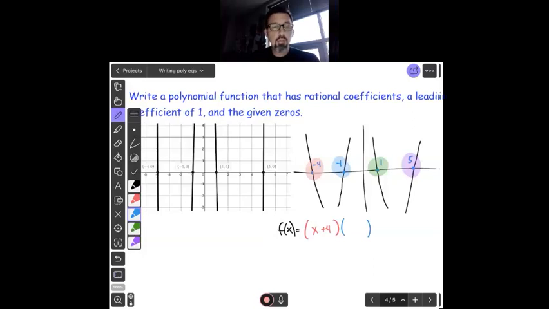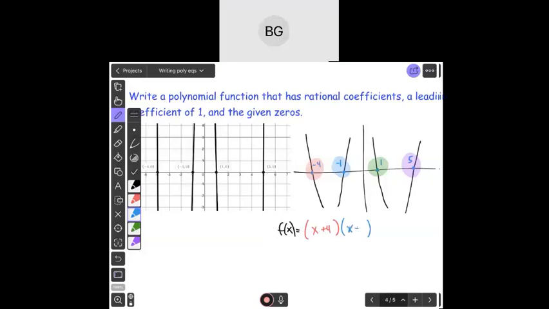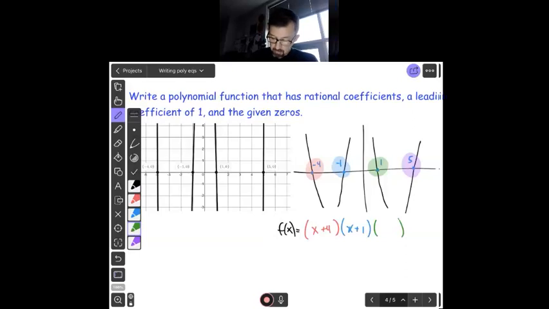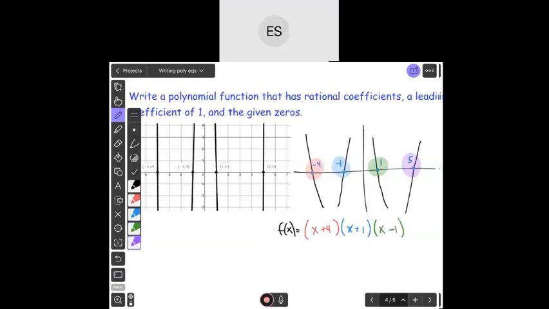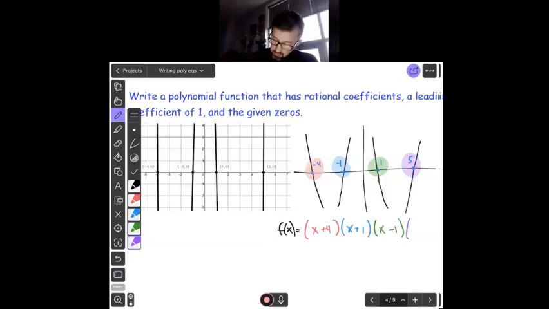It's much easier if you guys would just talk. X plus 1. X plus 1. Positive 1 becomes x minus 1. X minus 1. Positive 5 becomes x minus 5. X minus 5, right?